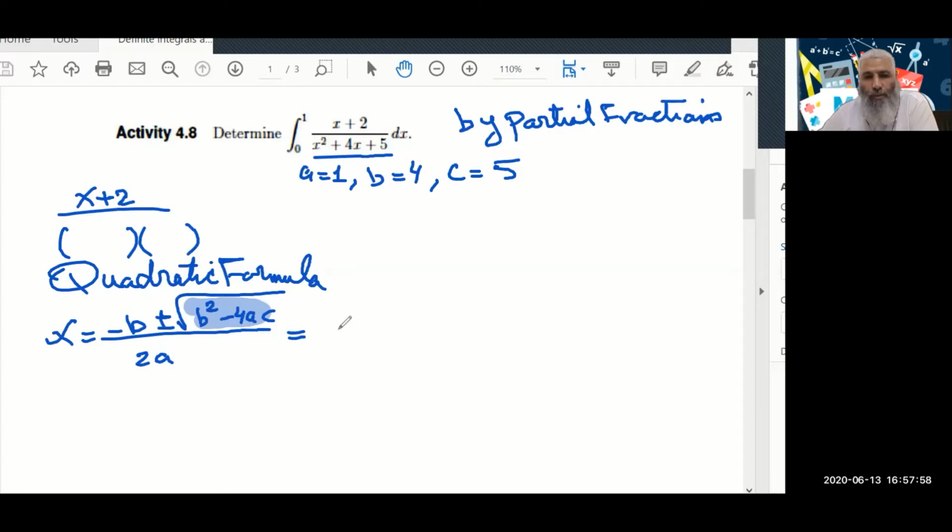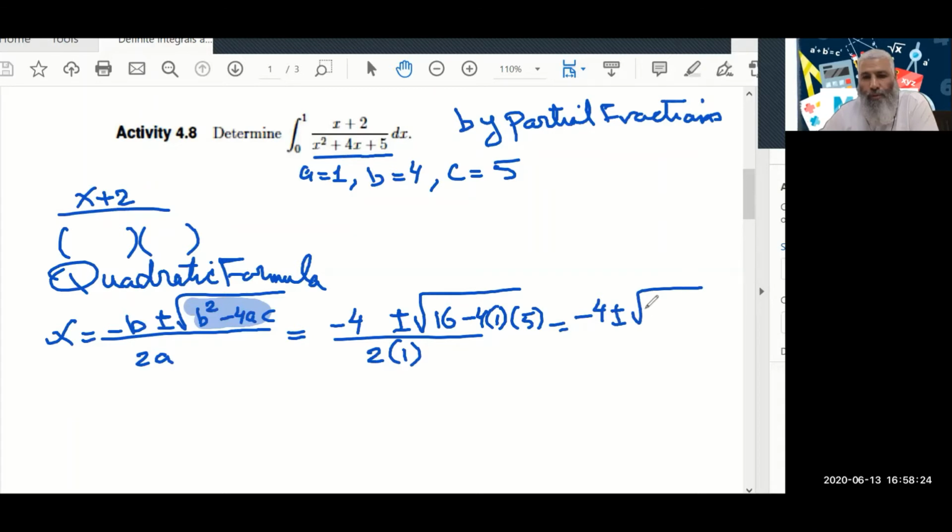So now minus b, which is minus 4, divided by 2 times 1, plus or minus square root of b squared, 16, minus 4 times a, which is 1, times c, which is 5. Minus 4 plus or minus square root of 16 minus 20, divided by 2. Minus 4 plus or minus square root of negative 4.